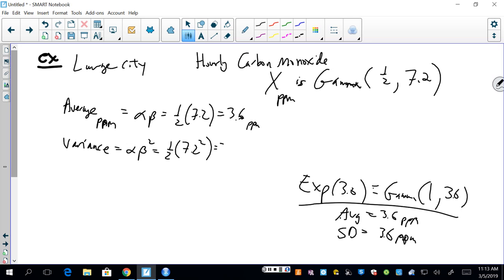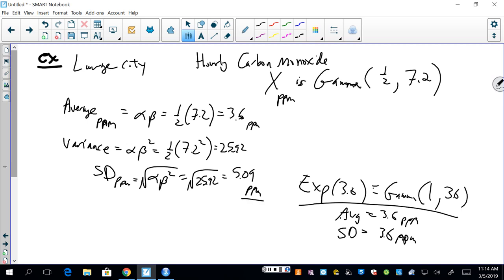Which happens to be 25.92. The standard deviation in parts per million is the square root of that. So the square root of 25.92 is going to be 5.09 parts per million. So this particular gamma has the same average as the other one, but a little more variability.